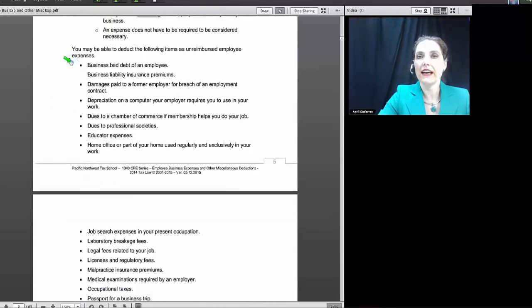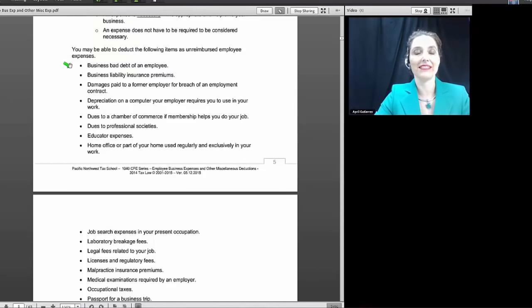Business bad debt of an employee. Believe it or not, I actually had an employee who was saddled with paying off a bunch of credit cards that he racked up for the benefit of his employer. And the employer basically said, yeah, use your personal credit card to charge all of these supplies, and then I'll reimburse you later. And then the employer went out of business, and the employee was left saddled with that. So it was basically a bad debt that his employer owed him, and he was able to deduct it.